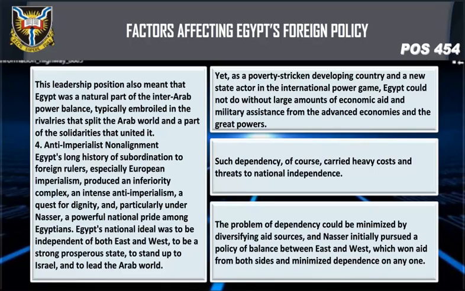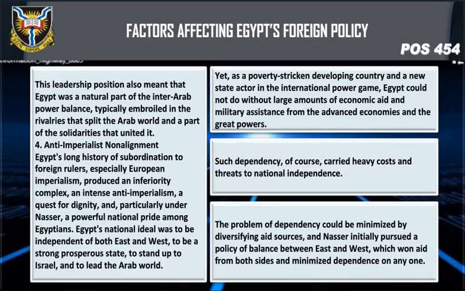Yet, as a poverty-stricken developing country and a new state actor in the international power game, Egypt could not do without large amounts of economic aid and military assistance from the advanced economies and the great powers. Such dependency, of course, carried heavy costs and threats to national independence. The problem of dependency could be minimized by diversifying aid sources.